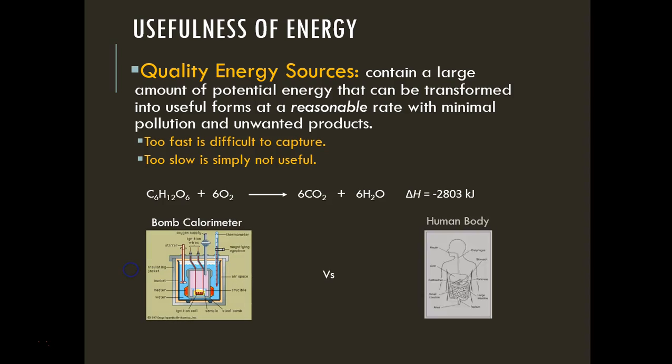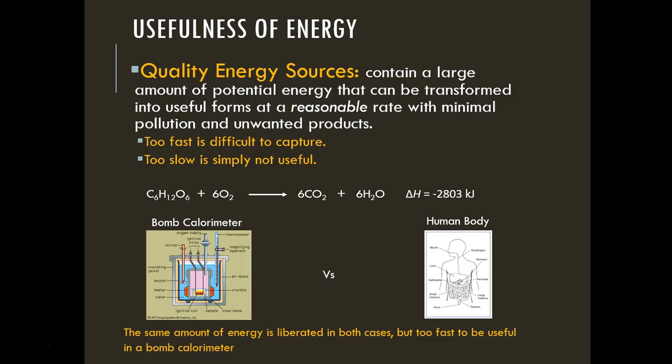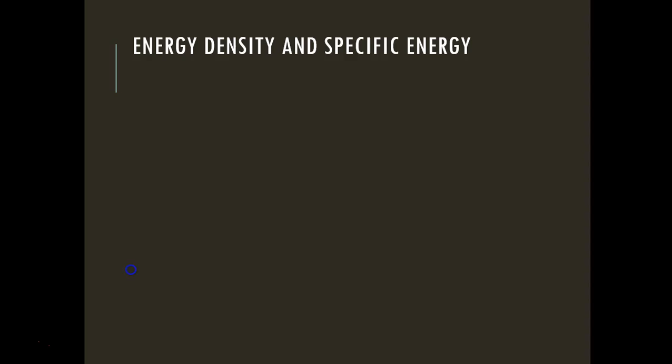All right, so we have the bomb calorimeter and the human body. Now, if we combust 1 mole of glucose, the same amount of energy will be released whether we do it in the calorimeter or in the human body. But in the calorimeter, it comes out too fast, so it won't be useful to human beings or to any kind of life. In the human body, the energy is released at a much slower rate, so our bodies can make use of it.